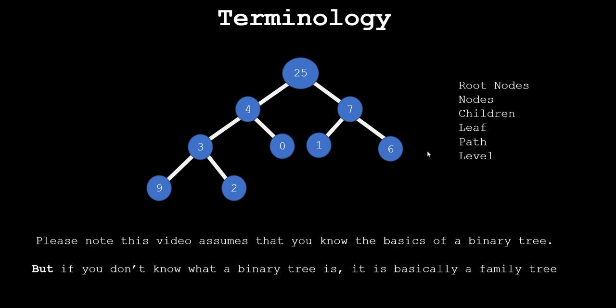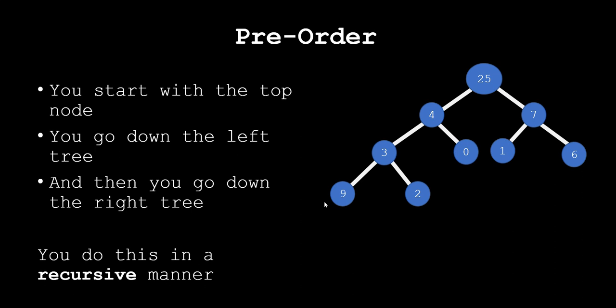A level is every kind of level in our tree. So if we have the grandparents here, then this row is the parents and these are the kids. So here you can see that 25 is on its own level, 4 and 7 are on the next level, 3, 0, 1, and 6 are on the third level, and 9 and 2 are on the fourth level. So those are just some basic terminology.